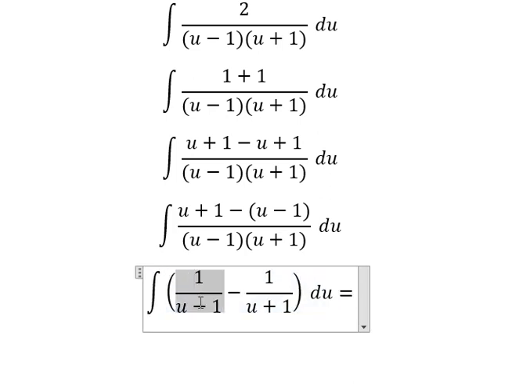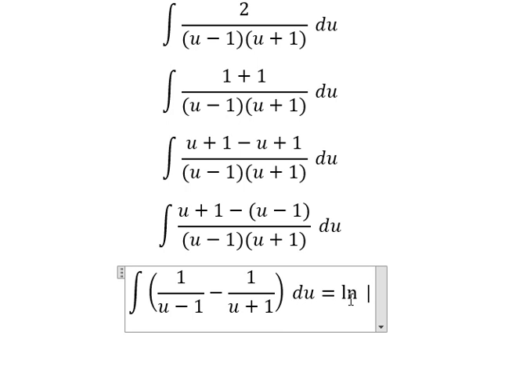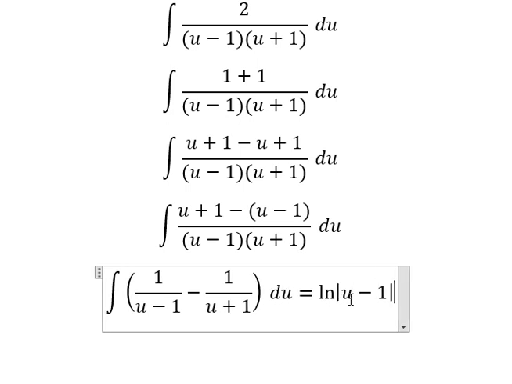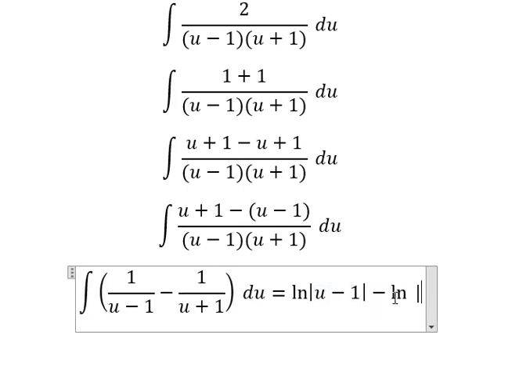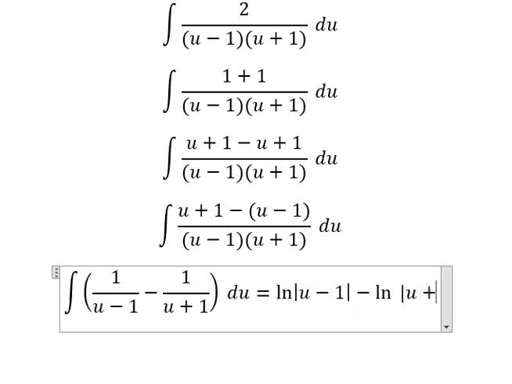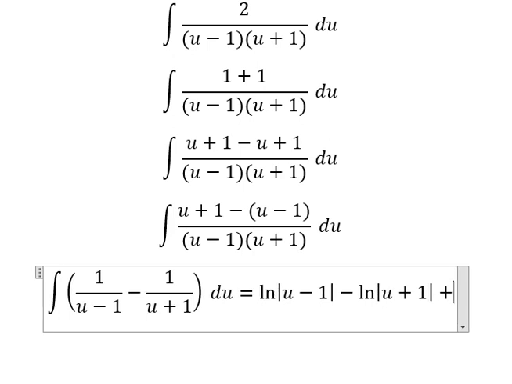The integration of this one, we have ln of the absolute value of u minus 1. The integration of this one, we have negative ln of the absolute value of u plus 1, and I will put c.